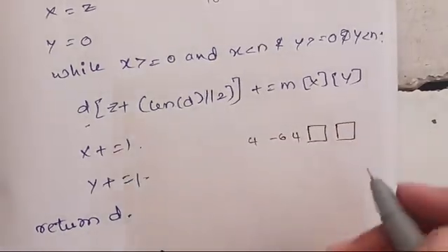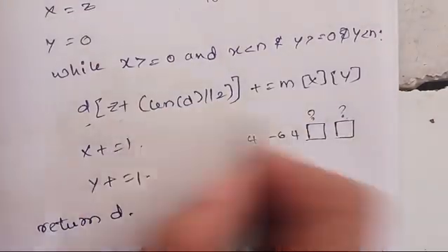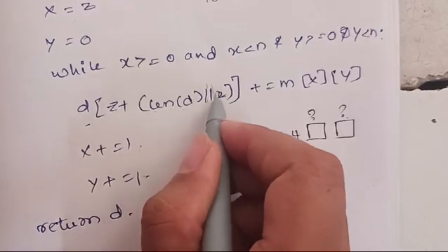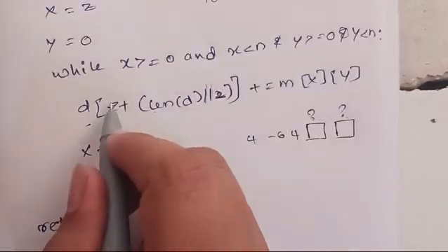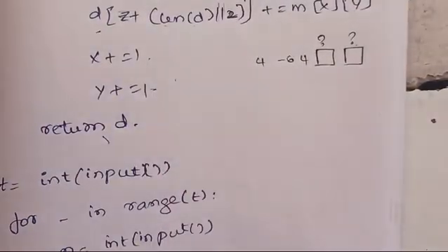For that, what is the index of this and this? We need to find out. We'll get the indexes using length of D divided by 2 plus z. We are adding x. We are returning D. That's it.